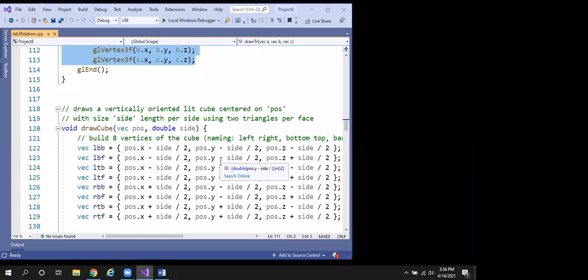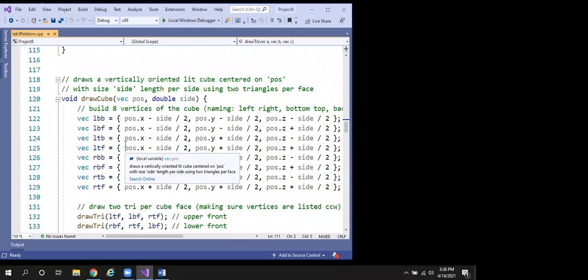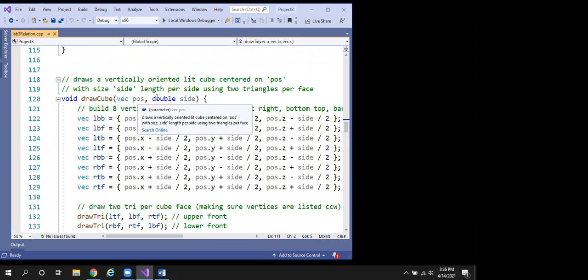What's a cube? Well, a cube, first I make 8 vertices of the cube, because what I'm doing for my arguments to the function, I send it a position. That's going to be the center of the cube, right? It's going to draw a vertically oriented lit cube centered on pos. Now pos is a vector, so it's a point in 3-dimensional space. And then side is the length per side of the cube, right? And I'm going to draw it using 2 triangles per face, right?